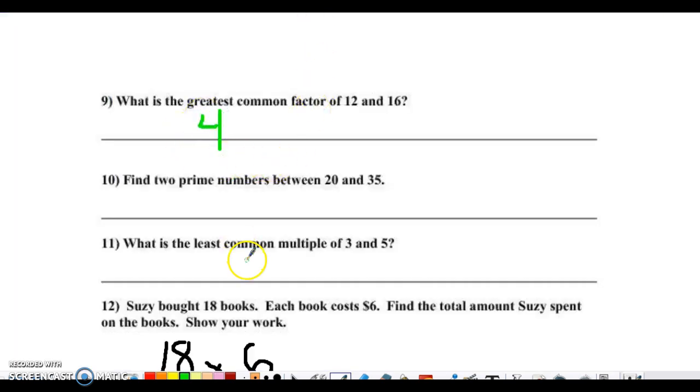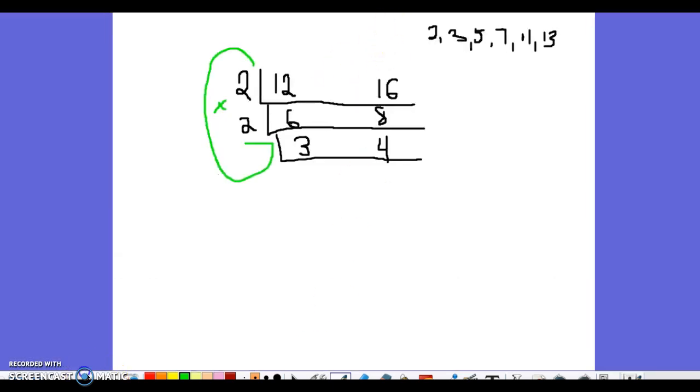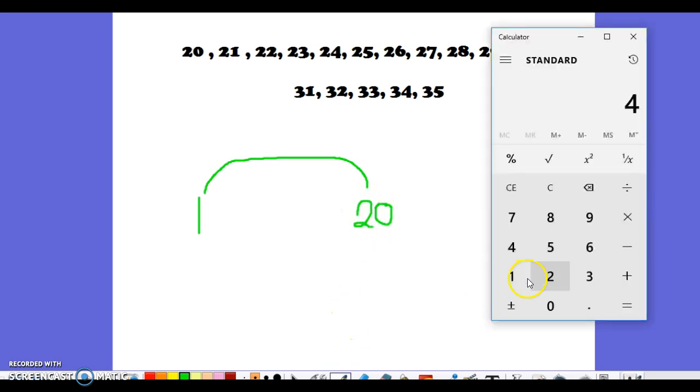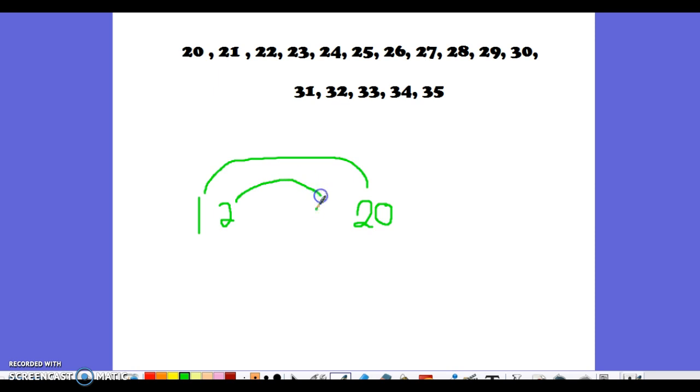Now the next problem is asking you about prime numbers. They want to know, can you find 2 prime numbers between 20 and 35? The first thing I told the students to do is list those numbers out as I have here, and then start testing for divisibility. Is 20 a lame-o rainbow? In other words, if I were to come up with the factors of 20, is this what it looks like? The answer is no, because as soon as you test for the divisibility of 2, we know that there are at least 2 more factors, 2 and 10.